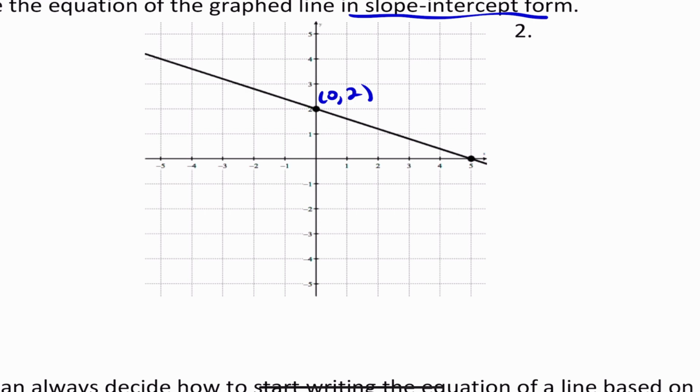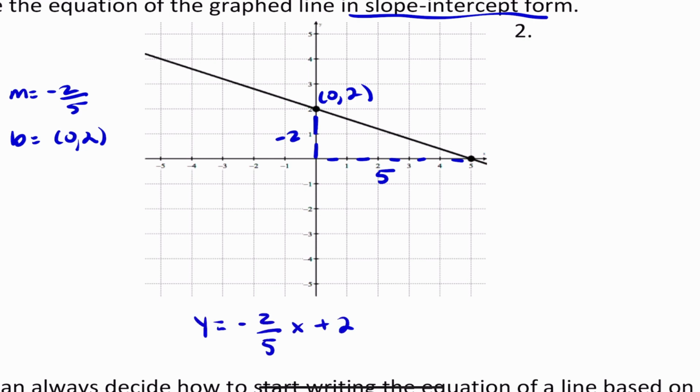There are two ways that you can do this. You can use rise over run, or you can use the slope formula to figure that out. So I'm going to use rise over run. I'm going to go down 2, and it looks like I'm going right 5. So my slope is m equals -2 over 5, and my y-intercept is 0, 2, or just 2. So if I put that all together, I get y equals -2 over 5 x plus 2. Okay? So there you have it.